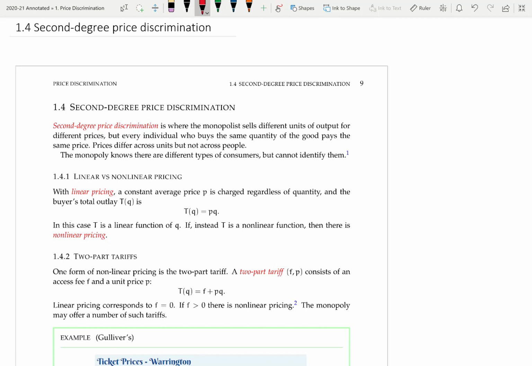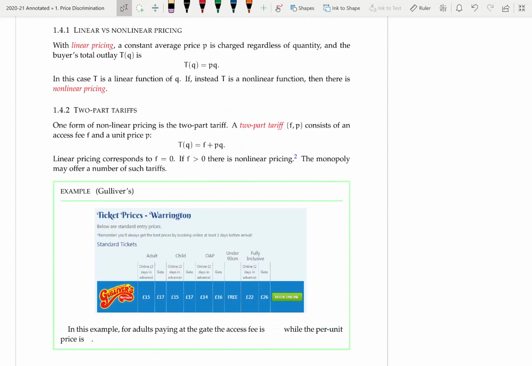So remember, under second-degree price discrimination, the average price might depend on the quantity. So let's start by looking at the sort of pricing we're used to. This is called linear pricing. So there's a constant average price P that's charged regardless of the quantity. So the total amount a person spends depends on the quantity, and it's equal to the price times the quantity. So the total outlay is equal to P times Q.